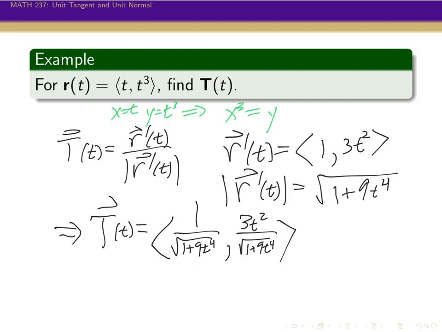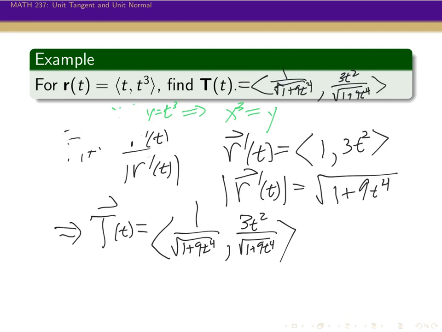Okay, so what's this going to look like on the graph? Let's clear out some of this space. We've got our unit tangent vector on the bottom, so let's copy it up here. We figured out that it's 1 over the square root of 1 plus 9t to the fourth, and 3t squared over the square root of 1 plus 9t to the fourth. Now let's do some erasing.